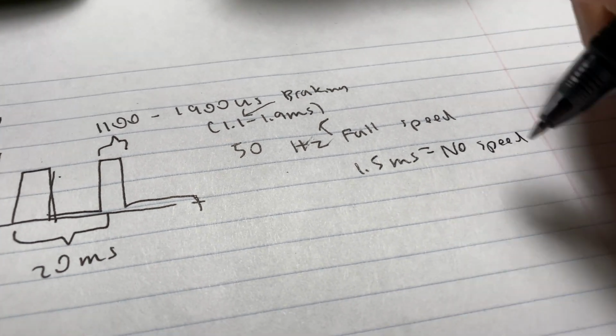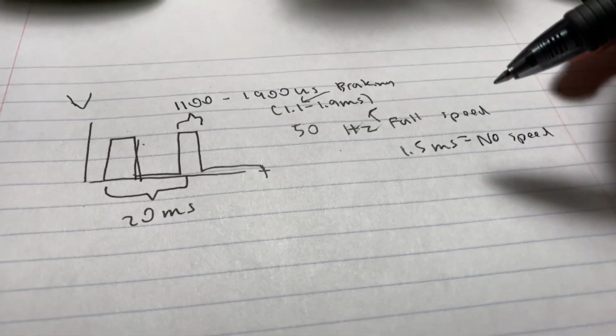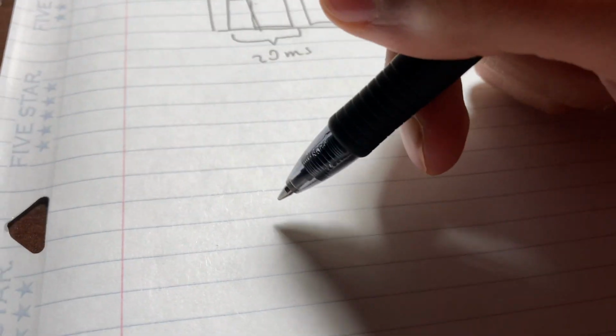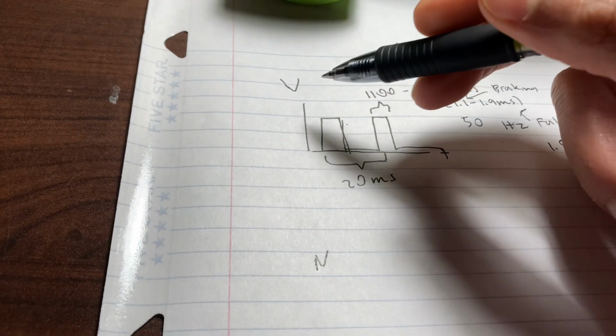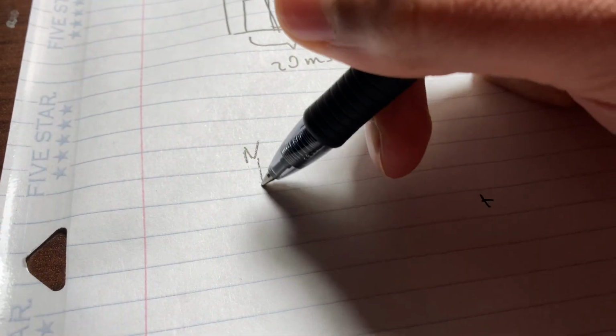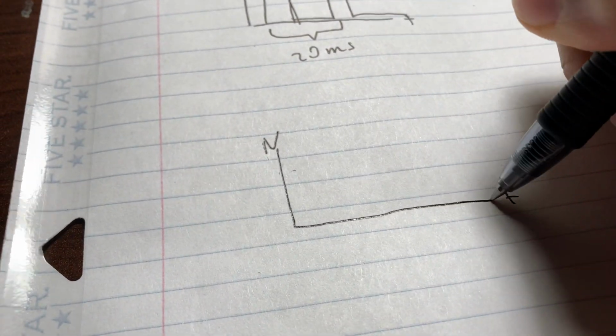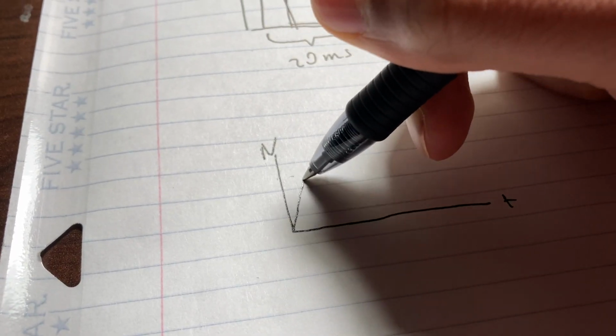Like zero speed. So what we want to do is create a trapezoidal motion profile, right? So we want velocity, which is funnily enough just lowercase of voltage, versus time. And we want our graph to look like a trapezoid.